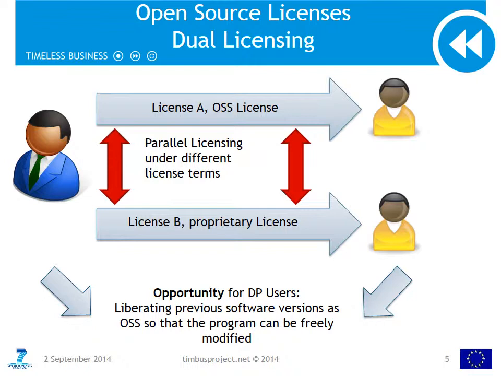Dual licensing has a number of advantages. For instance, it would allow the software user to develop open source software for commercial gain. Dual licensing has advantages for software providers as well, by allowing them to distribute up-to-date versions under a proprietary license, while providing older versions under an open source license.